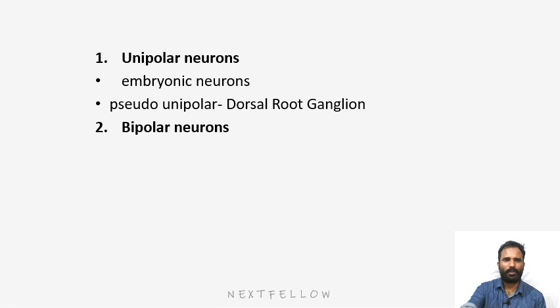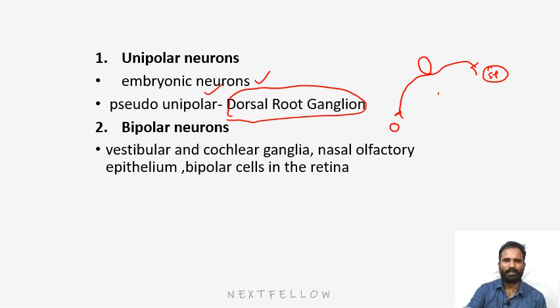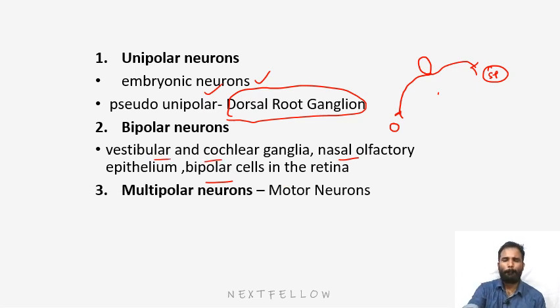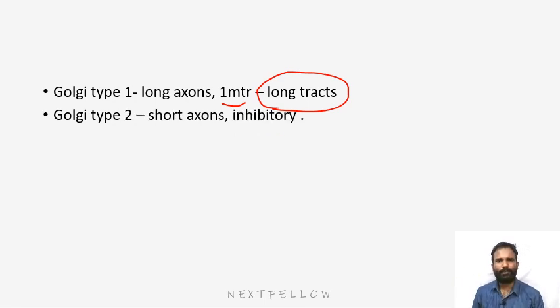Unipolar neurons are present in the embryo, whereas pseudo unipolar neurons are in the dorsal root ganglion. Our dorsal root ganglion, which gives one branch to the receptor and one branch to the spinal cord, is a pseudo unipolar neuron. Bipolar neurons are in the retina, and in the nasal, vestibular and cochlear ganglia. Multipolar neurons are the classical diagram we draw for a neuron, that is a motor neuron. Based on the length of the axon, Golgi type 1 neurons have long axons, which may extend up to 1 meter, and they form the long tracts like the descending and ascending tracts. Golgi type 2 neurons have short axons and are usually inhibitory.